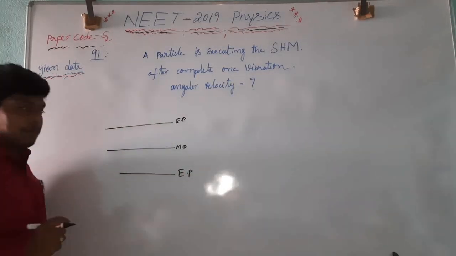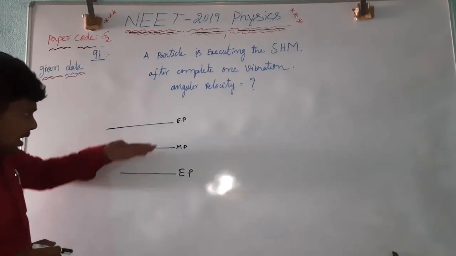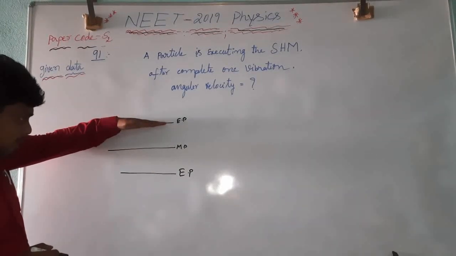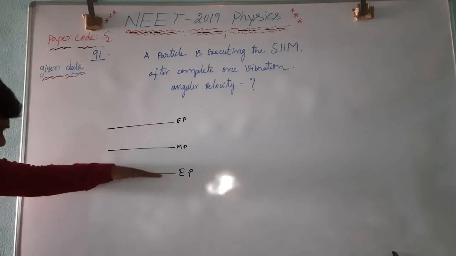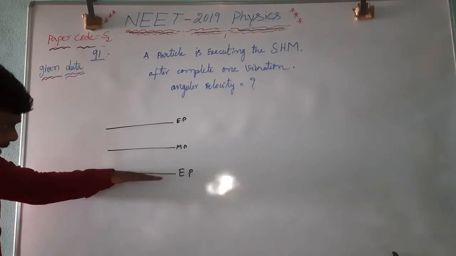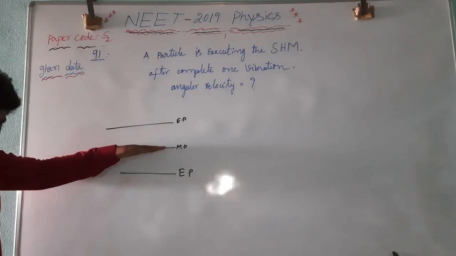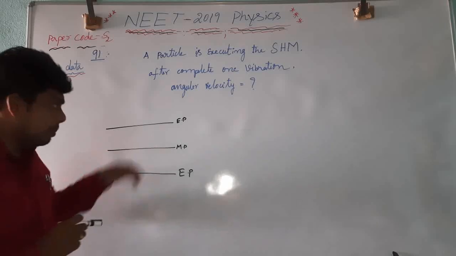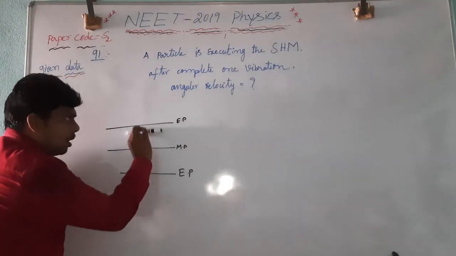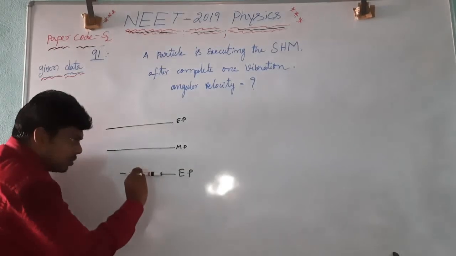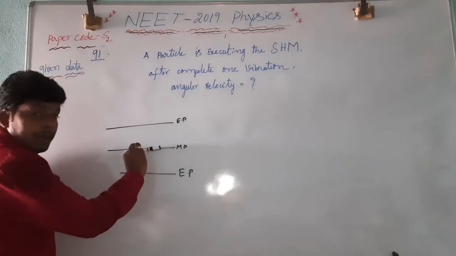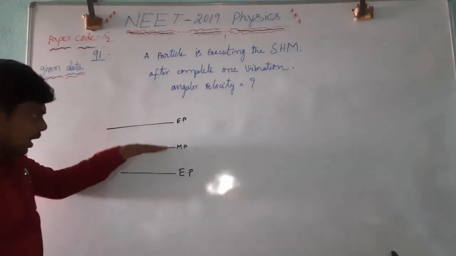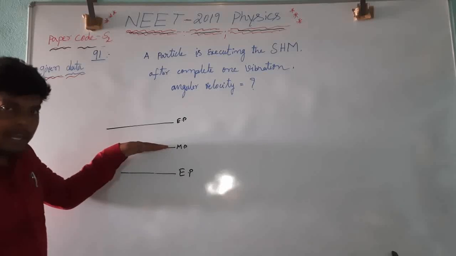Now when can you say that the particle has completed one vibration? Initially it is at the mean position, vibrating upwards and reaching the extreme position, again reaching the downward extreme position, and then returning to the mean position. Only then can I say that the particle has completed one vibration. Mean position to upward extreme position, to downward extreme position, and again to the mean position: one vibration is over.